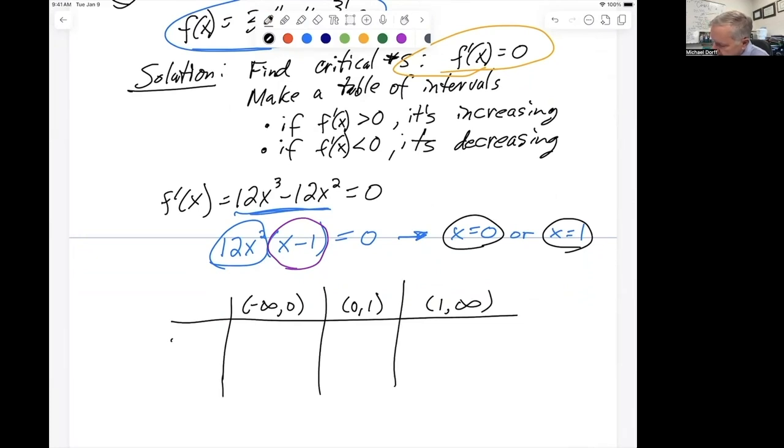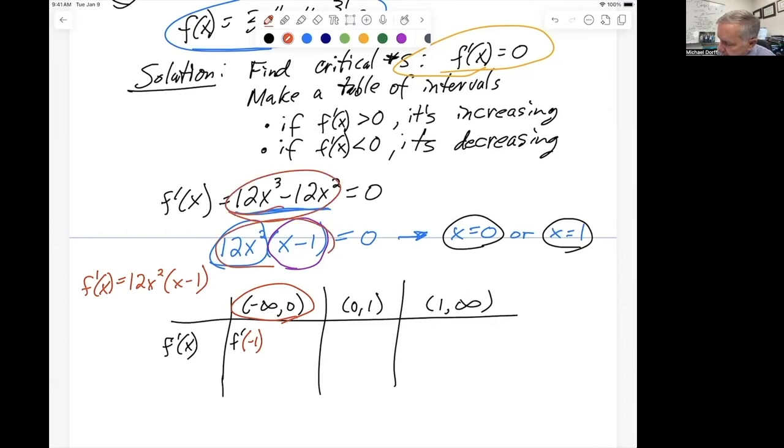And then here's my function. And I'm just going to take a value in each of those intervals. So what's the value in the interval from negative infinity to 0? I'm going to take negative 1, and I'm going to plug this into my function. I prefer to work with it in this form, where I factored out the terms in common. So I've got 12x squared times parentheses x minus 1. But you could use this one. Either one of these works.